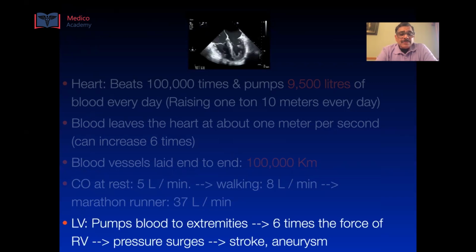And the LV pumps the blood to the extremities at 6 times the force of the right ventricle. Since the force is so much, when there is a weak spot in a vessel, it can cause aneurysm formation and can also lead to rupture of that aneurysm, causing stroke. This is because the SVR is about 6 times more than the PVR.